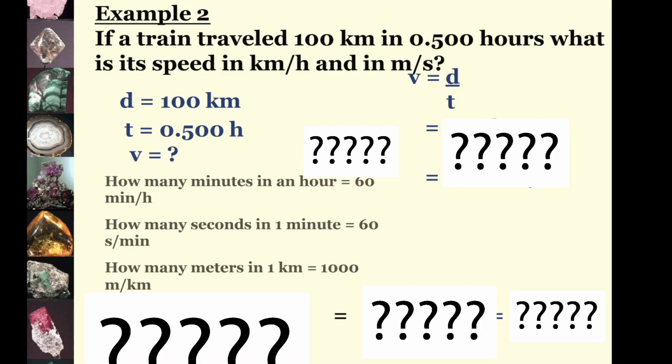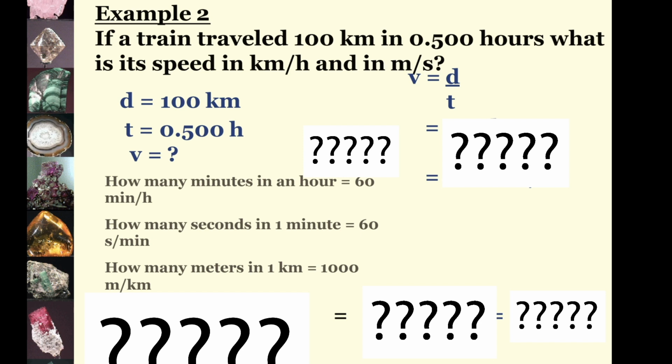Okay, that example was with meters per second. Now let's expand that into a larger scale and do an example with kilometers. For this example, it says if a train traveled 100 kilometers in 0.500 hours, what is its speed in kilometers an hour and in meters per second? So the first thing we've got to do is figure out what information we have. 100 kilometers is the distance, 0.5 hours is the time, and we're trying to find the speed.